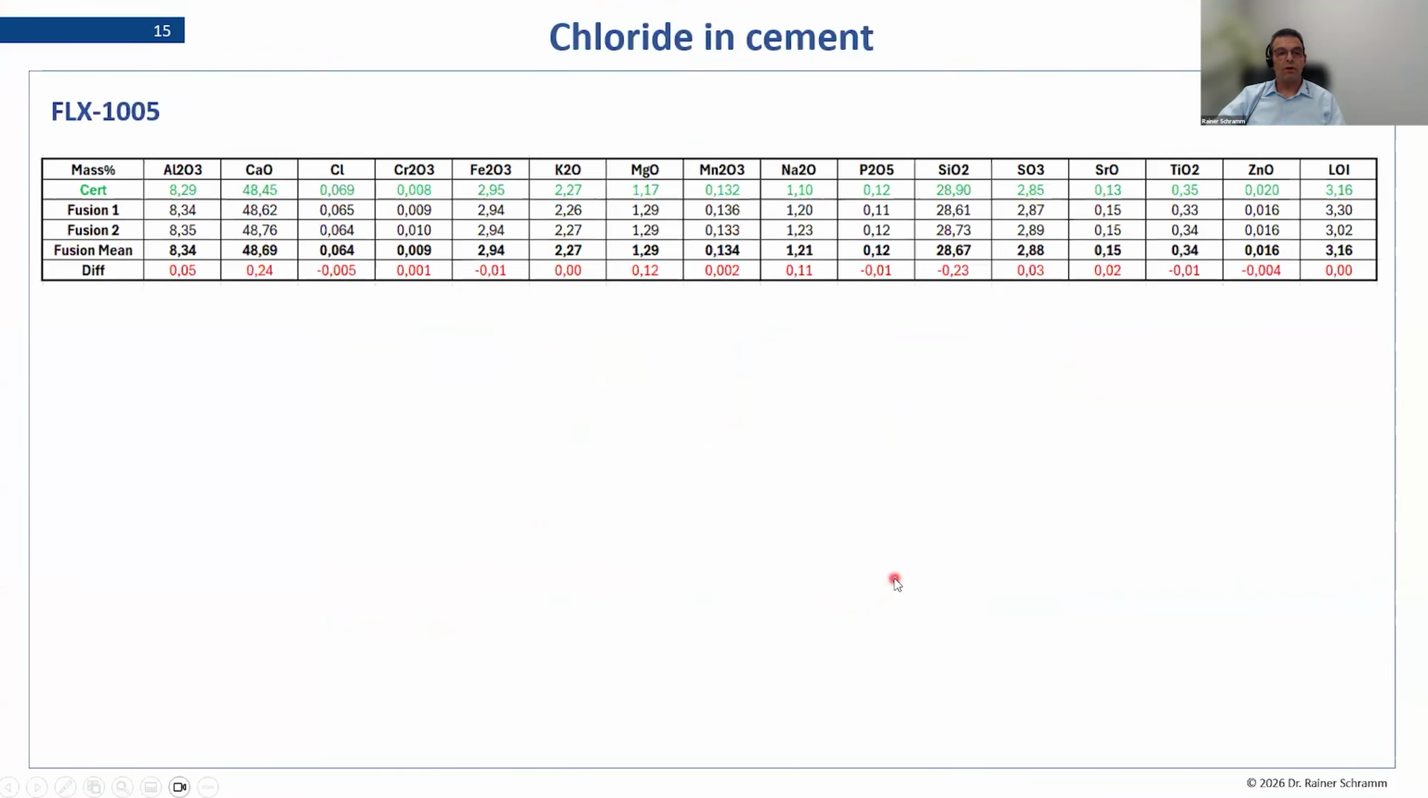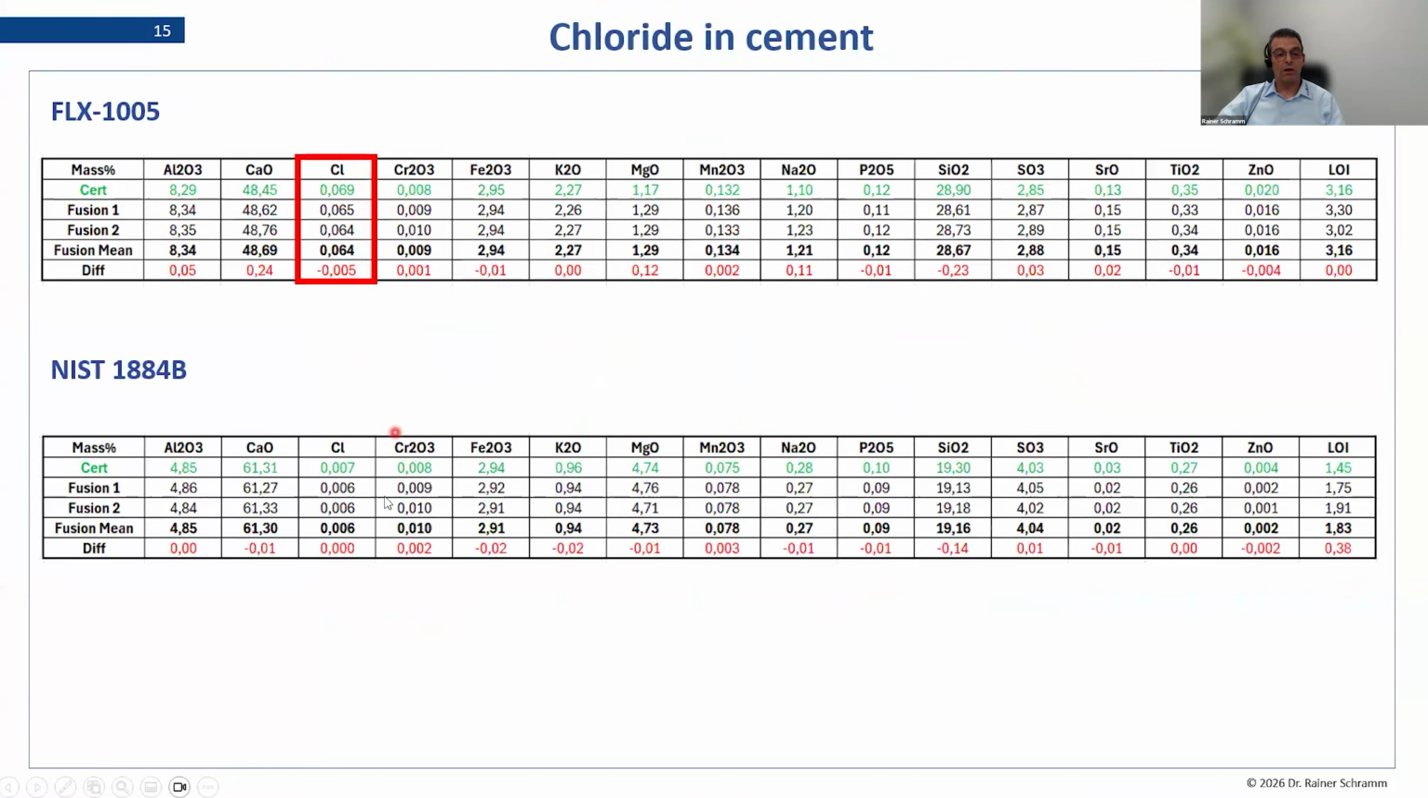Here an example for that. For example, chloride in cement. You see very low level, but still in FuseSpeed, you can achieve a very stable value here, for example, in the NIST.